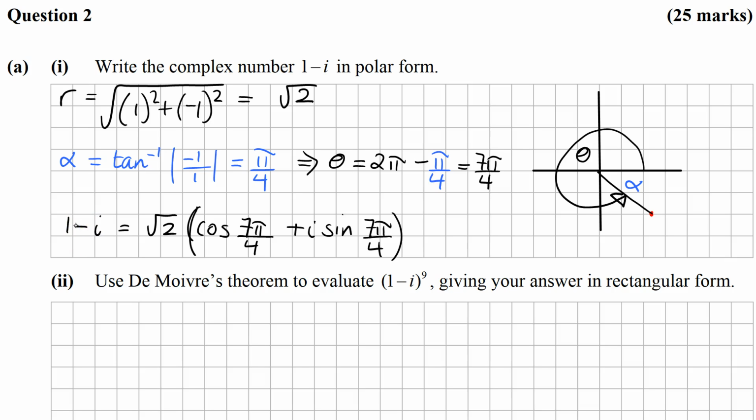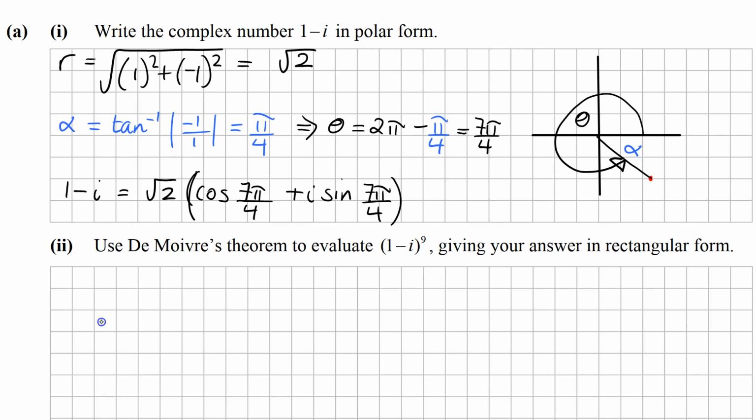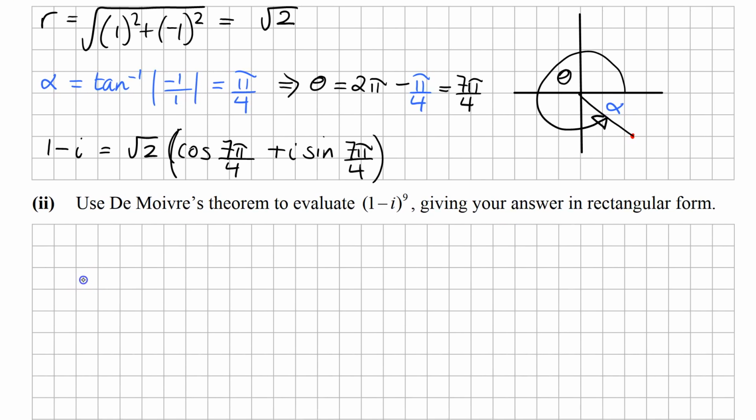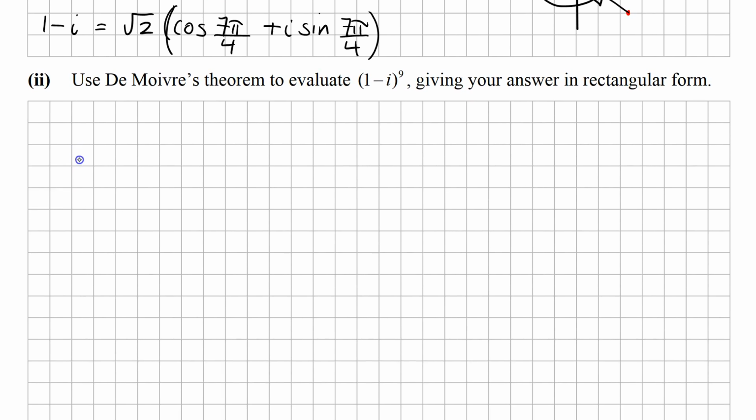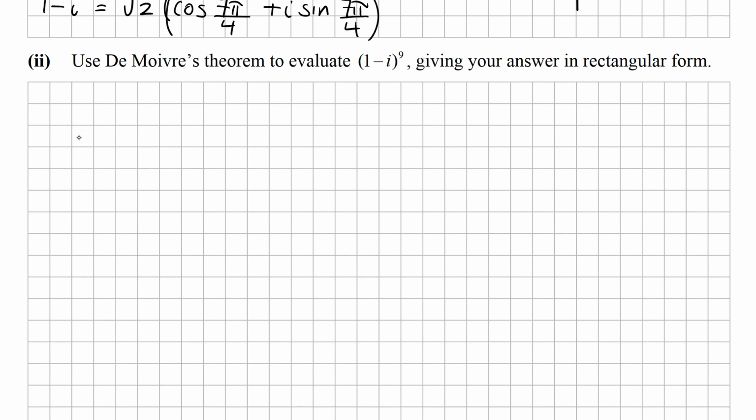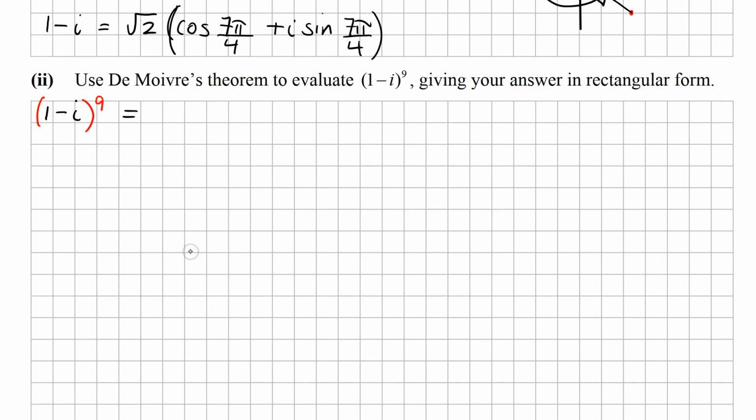Okay, now the next thing I have to do is use de Moivre's theorem to evaluate 1 minus i to the power of 9, giving our answer in rectangular form. So we're asked to put that number we just found to the power of 9. Okay, so all this means is I have 1 minus i, and I'm going to put all of that to the power of 9, which means over at this side I have the same thing. I'm going to take my root 2, so I'm just writing down my number again.